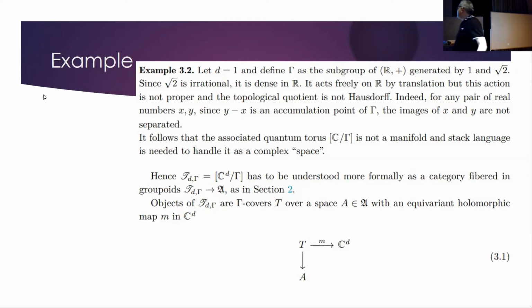But it behaves well in this category of things that we just defined, because T is C^D mod gamma, as I explained in the logarithmic representation, the universal covering of the transversal to the Kronecker foliation. And I'm losing, this thing is not working anymore. I'll try this here, I guess. Yeah, this works. And this is a category fibered over the toric side, and the objects are gamma covers of T over the space A with an equivariant holomorphic map like this.